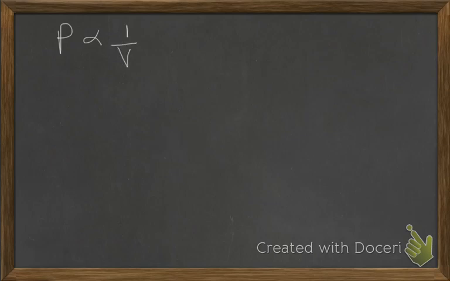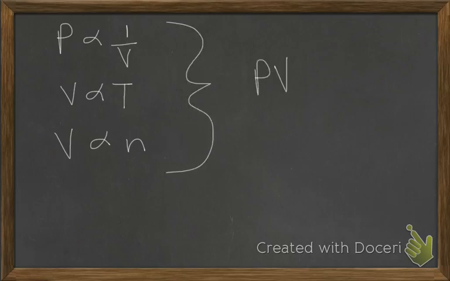Now, all of these relationships together: Boyle's law, where pressure and volume are inversely related, Charles' law, where volume and temperature are directly related, and Avogadro's law, where volume and number of moles are directly related to each other, all combine together to give us the ideal gas equation. So let's combine all this and do a calculation problem.